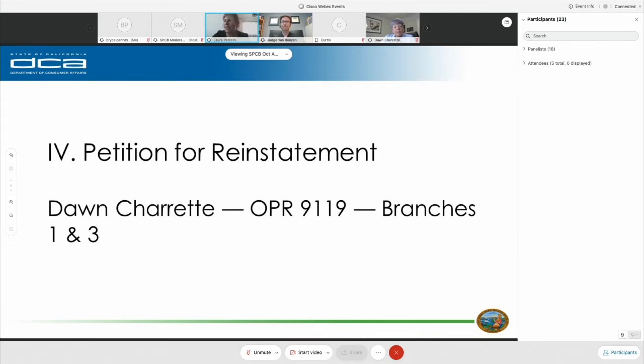The certified license histories include operator's license number OPR 9119, which is branches 1 and 3. The field representative's license number FR 21851, branch 3. The field representative's license number FR 12741, branch 1. And the company registration certificate for the company doing business as DNS Termite Control, number PR 1164.